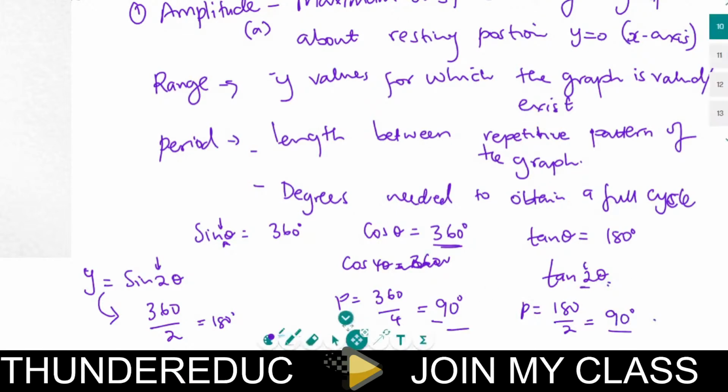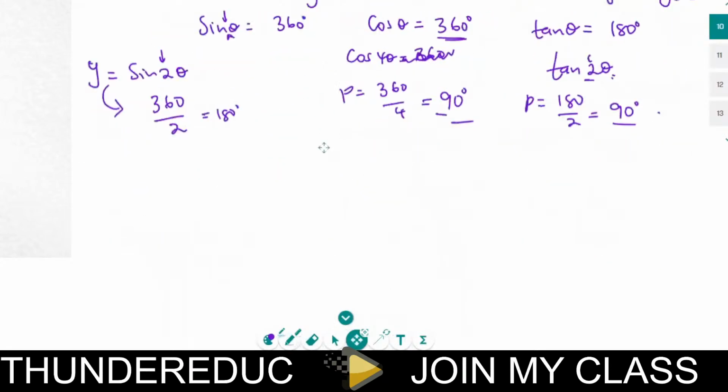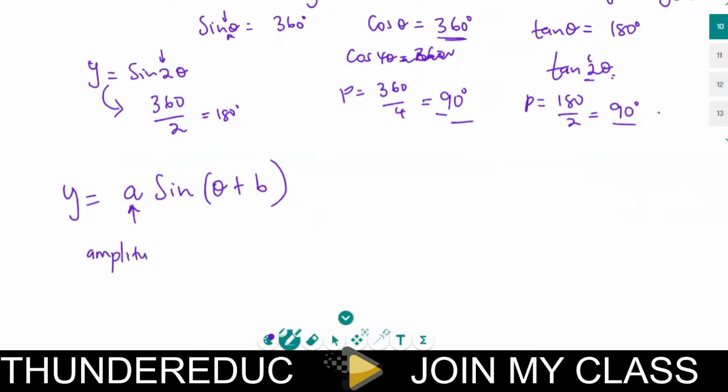Then besides that, there is the phase angle shift. What I mean is that if we have, let's say, y is equal to a, the sine of, I'll say theta plus b. If this is the standard form given to you, we know that the first, or the coefficient of the trig ratio, which is the a, will always stand for the amplitude.